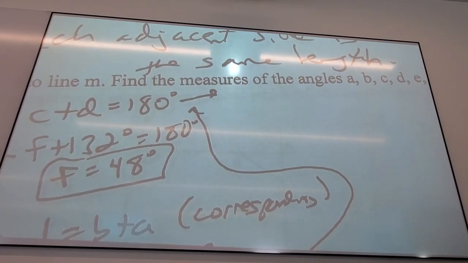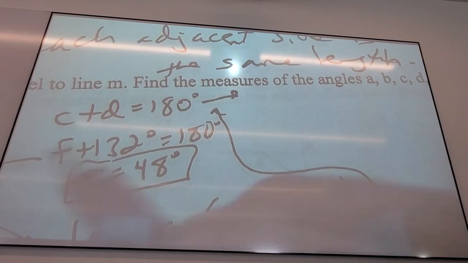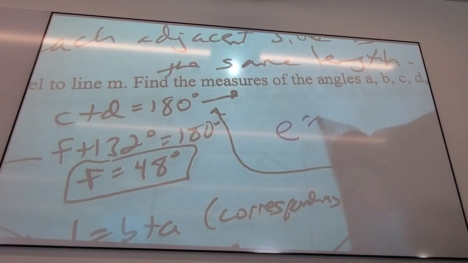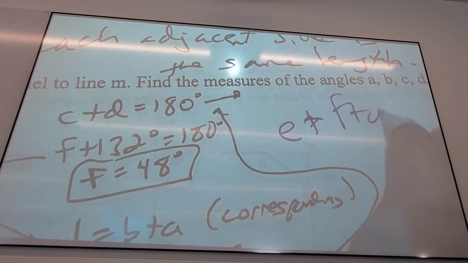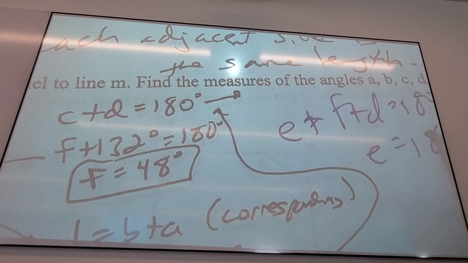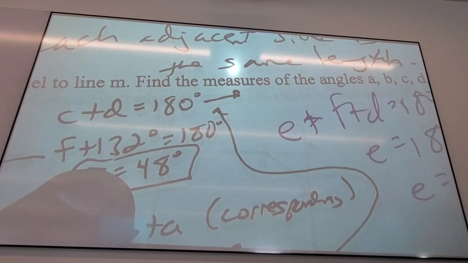Let's see, I got F and I got D, which means E. F and D make 127, I believe, if you add those together. So E plus F plus D must be 180. So then E must be 180 minus 127. So E, you get 53.